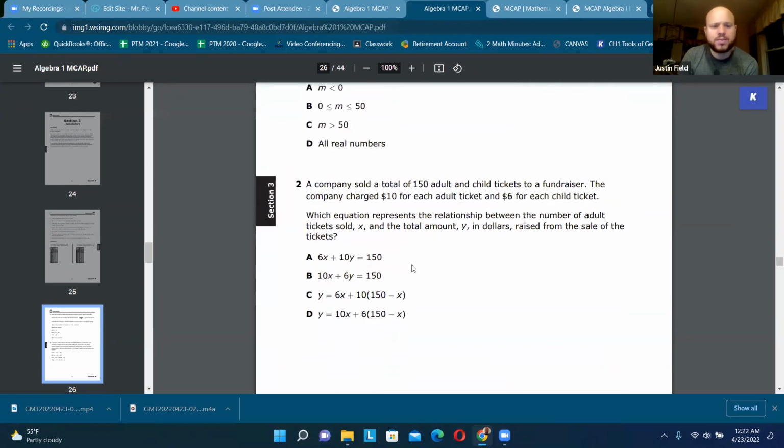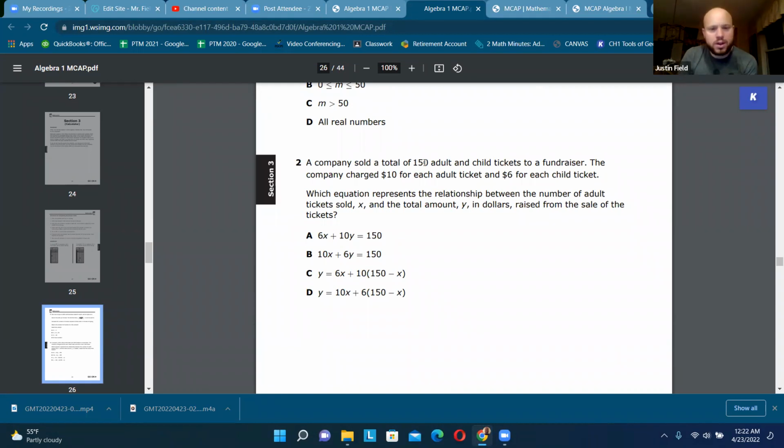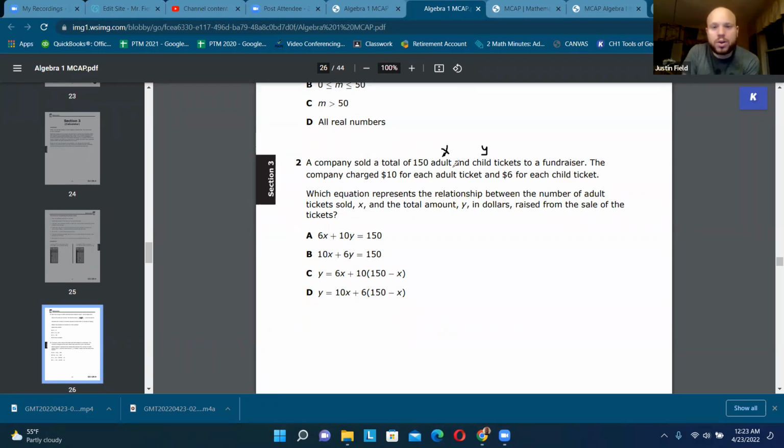Moving right along. The company sold a total of 150 adult and child tickets. So right away when I read that, I see X and Y. A fundraiser. A total, and then the total tickets. So that's X plus Y equals 150. The company charges $10 for each adult ticket. Okay, so that's 10X. $6 for each child ticket, 6Y. If we add those together, we have a total cost somewhere. I don't see a total cost.